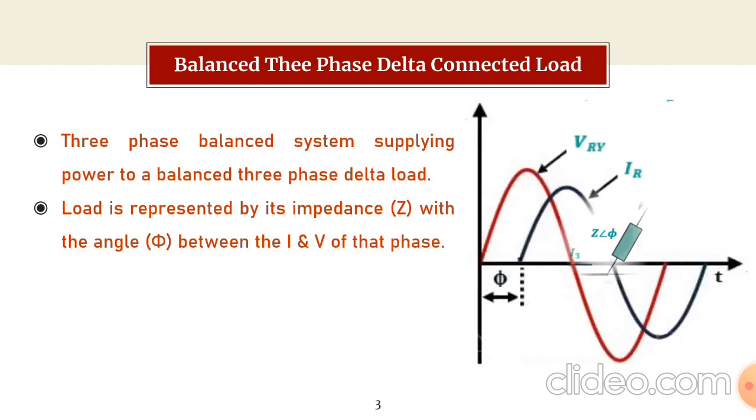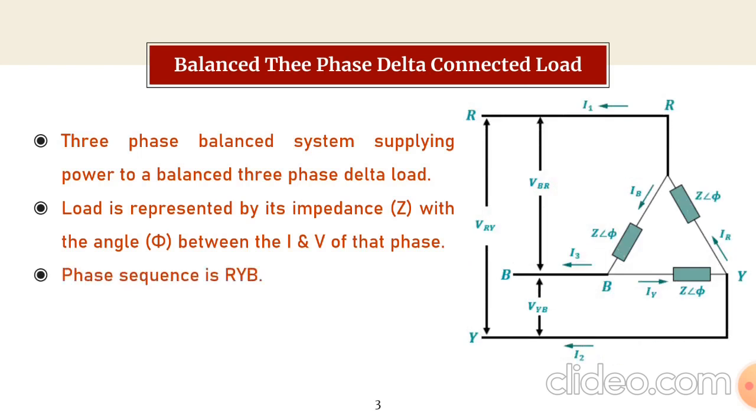Let us see this relationship with the help of this waveform. For simplicity, I have shown only one voltage and current. Since the loads are inductive in nature, the current will be lagging behind this voltage. That is, the starting point of the current will be lagging behind the respective voltages by an angle phi. So this is what Z at an angle phi represents.